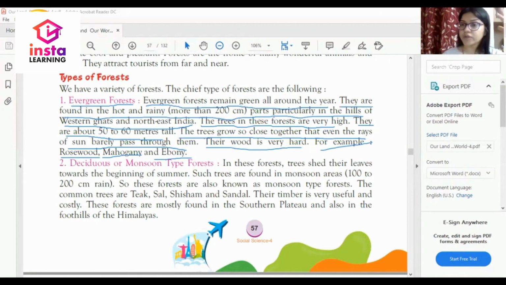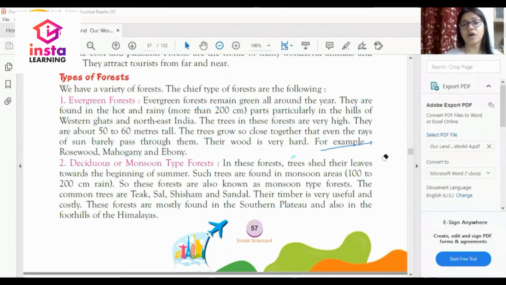So this is very important. What are the evergreen forests? As I have already discussed with you, the important part of this paragraph is they are found in hot and rainy parts, particularly in the hills of Western Ghats and northeast of India. तो ये किस जगह पे मिलते हैं एवरग्रीन फॉरेस्ट? जहां हॉट एंड रेनी पार्ट्स, जहां गर्म इलाके होते हैं और जहां बारिश होती है, उन पहाड़ी क्षेत्रों में मिलते हैं, वेस्टर्न घाट और नॉर्थ ईस्ट इंडिया में.